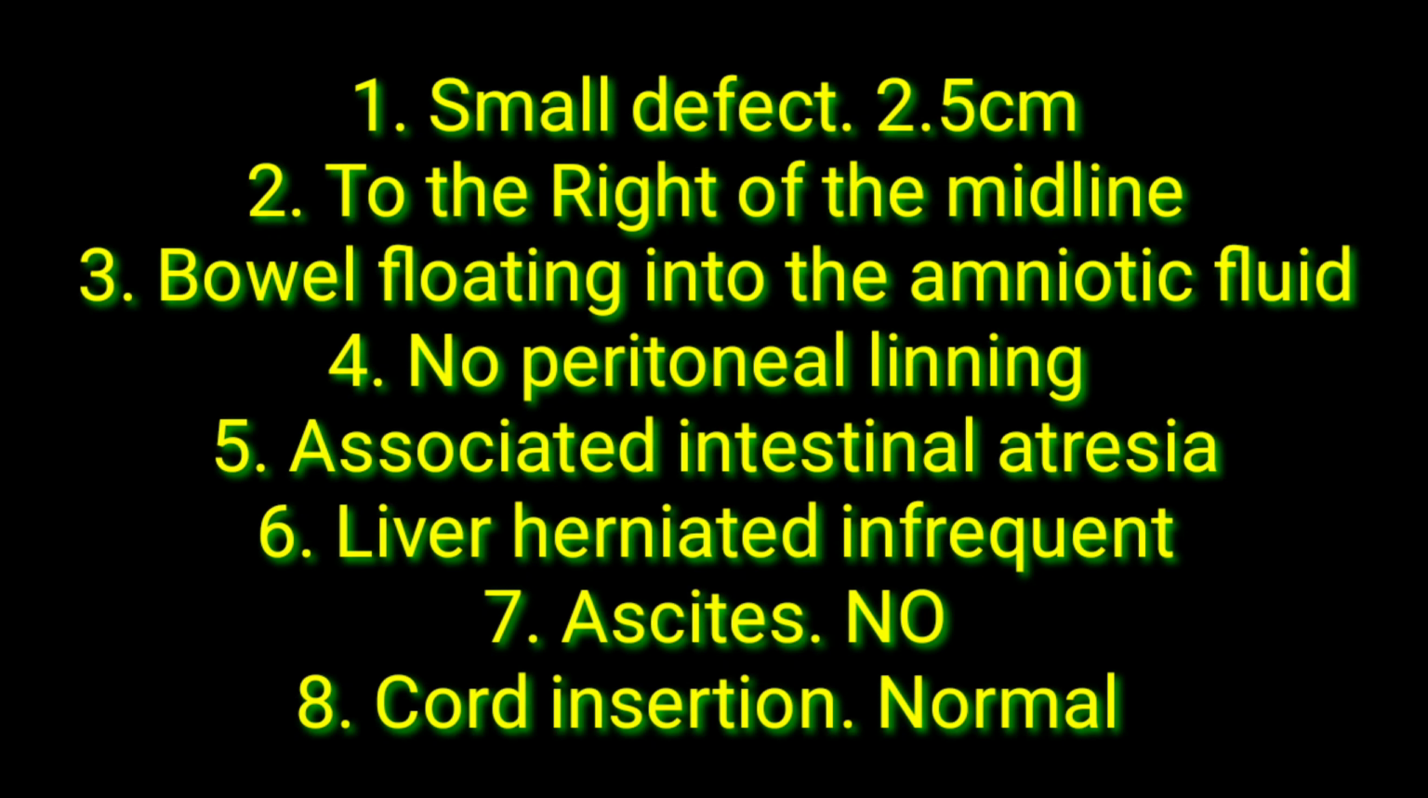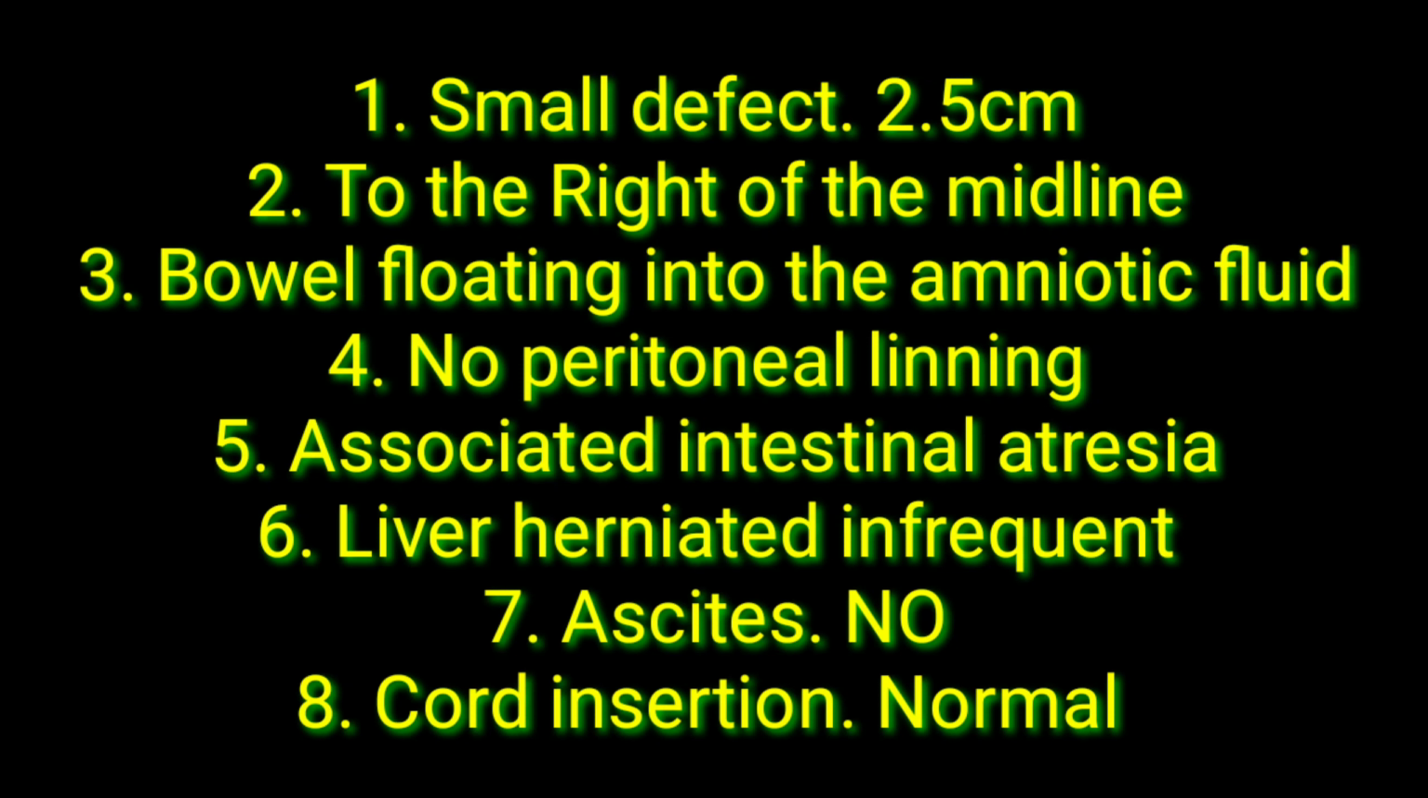Gastroschisis would be a small defect, usually 2.5 centimeters, and the second thing is it would be on the right side of the midline. You will be able to see the bowel floating within the amniotic fluid, and there will be no peritoneal lining on these bowel loops. They will be freely floating within the amniotic fluid.